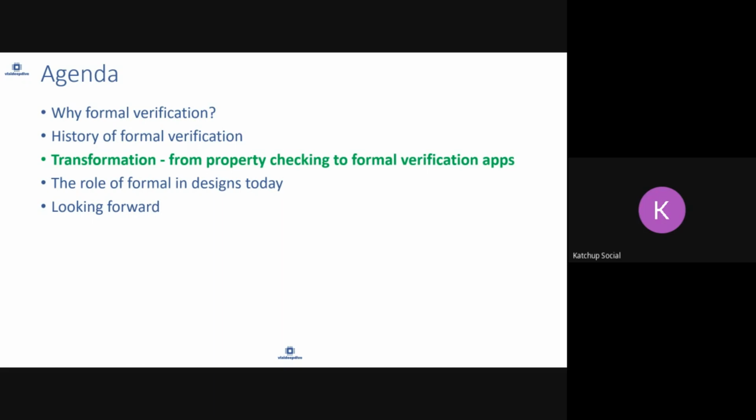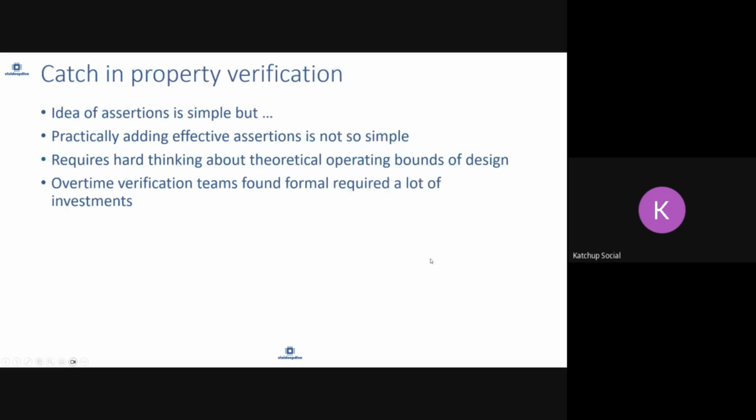And then let's see a certain set of transformations which happened from property verification to something known as formal verification apps. The challenge with property verification was that the idea of writing a property is very good, and it's very simple to write a property, but practically adding effective assertions is not so simple. It requires a lot of thinking and a lot of work to find all the properties of your design, and it required a huge investment to write all these properties for your design. So that was one challenge of property verification.